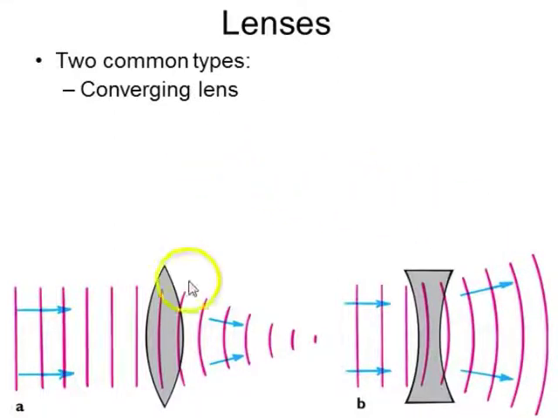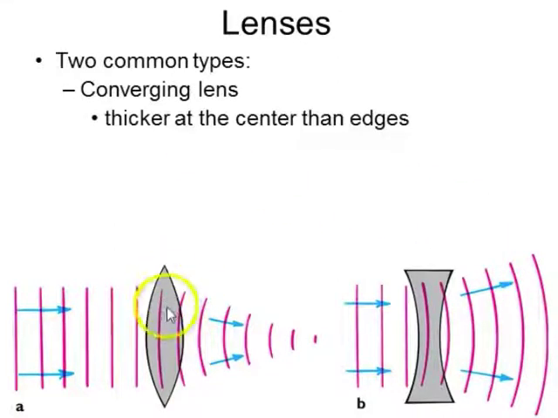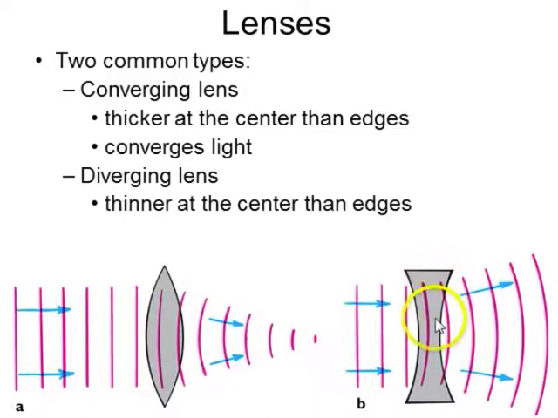Lenses. There's two main types of lenses. A converging lens, which is thicker at the center than it is at the edges, and this takes light that might be going in parallel rays and makes them converge towards a focus. And a diverging lens, which is thinner at the center than it is at the edges. This takes parallel rays of light and makes them diverge or spread out away from some point.